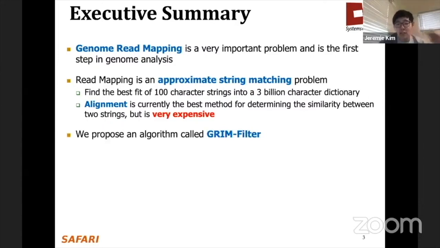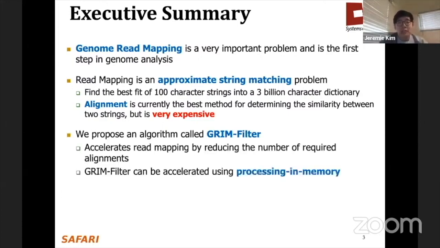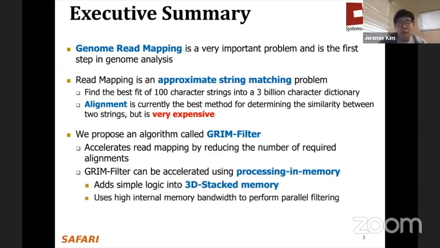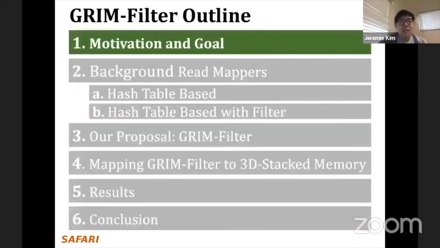And so we propose an algorithm called GRIMFilter, which accelerates the read mapping process by reducing the number of required alignments. And we design GRIMFilter such that it's able to be easily accelerated using processing in memory, which is a technology that basically adds simple logic into a 3D stack memory. And it has high internal memory bandwidth and enables performing parallel filtering. So with processing in memory, GRIMFilter is able to deliver up to a 3.7x speedup. I'll first begin with the motivation and goal. And this is basically the outline of the talk that I'll be giving.